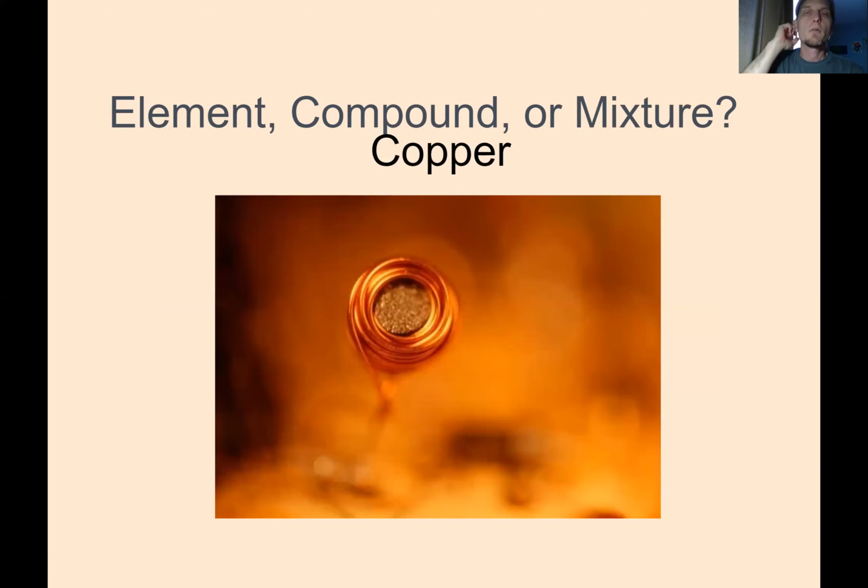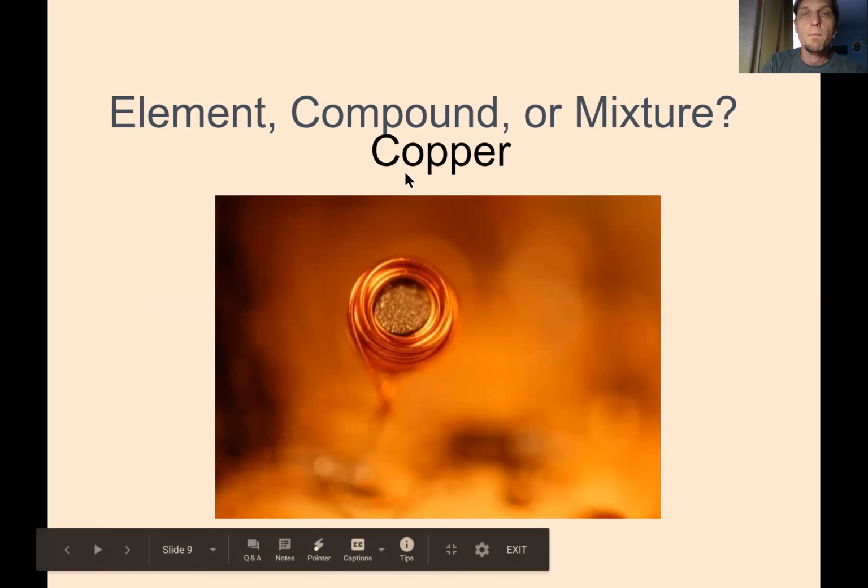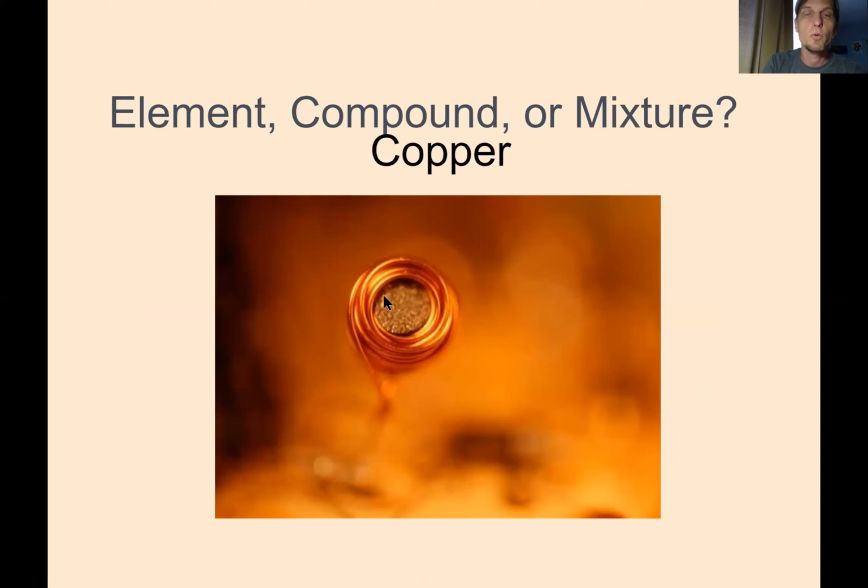Element, compound, or mixture. What is copper? We can see copper is ductile. It can be drawn into a metal wire easily. Hopefully you said element. It's a pure element. Copper is one of those that happens to be on the periodic table.